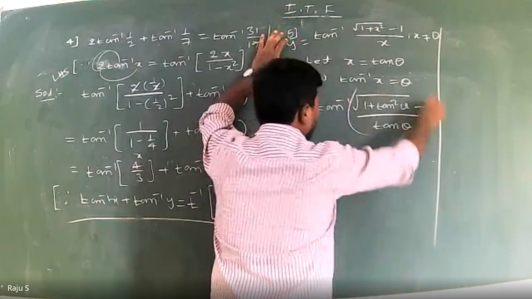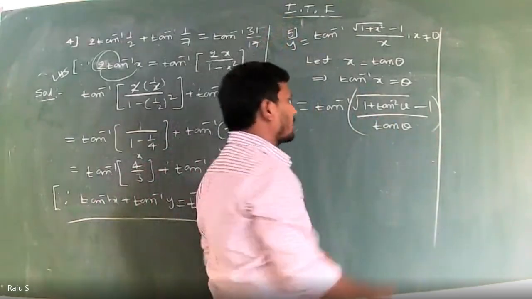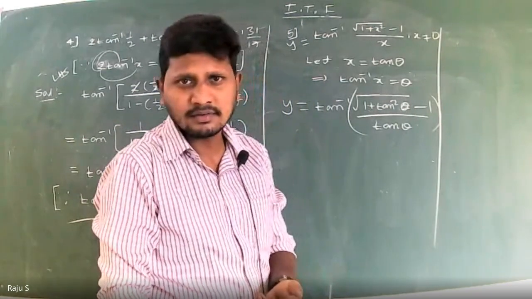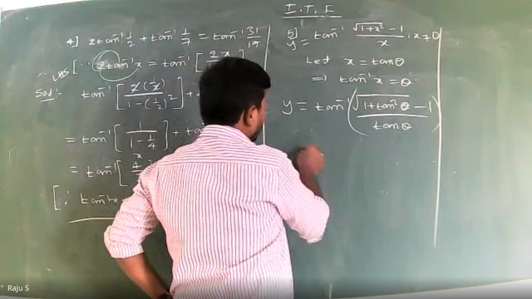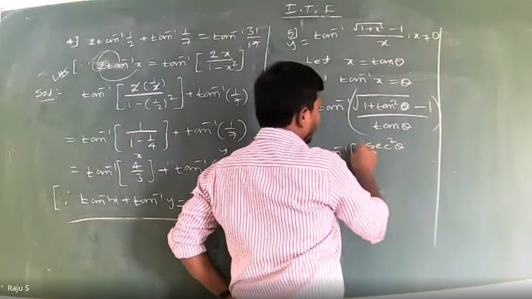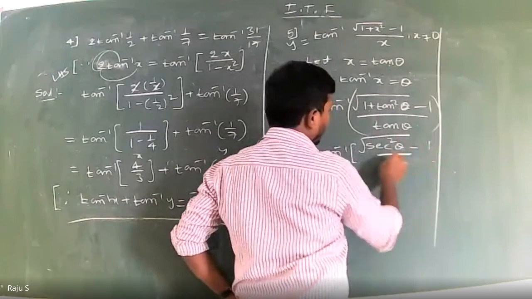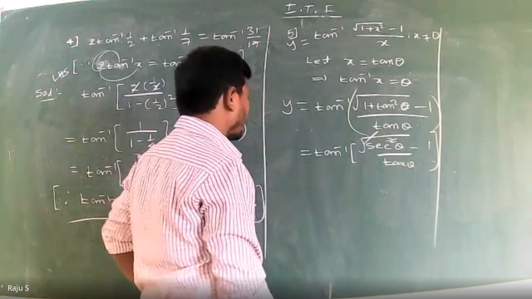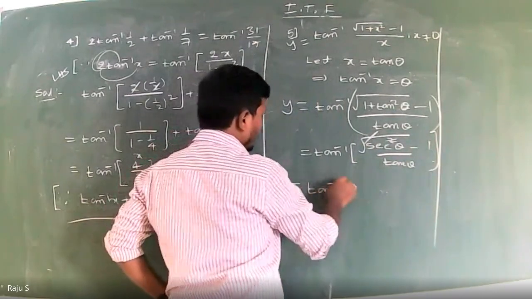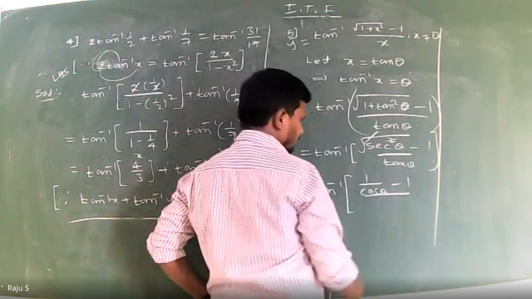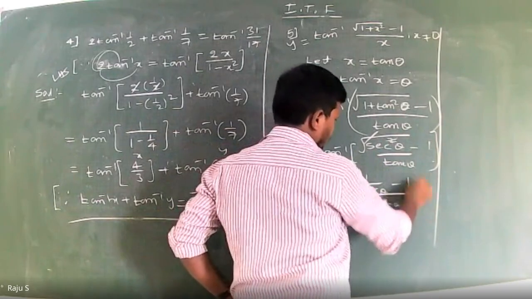Now simplify this. Since we know the 1 plus tan square formula, what is 1 plus tan square? Secant square. So it is secant square theta, square root, minus 1 by tan theta. The square and root get cancelled. This can be written, with secant meaning 1 by cos theta, as 1 by cos theta minus 1 by tan theta.